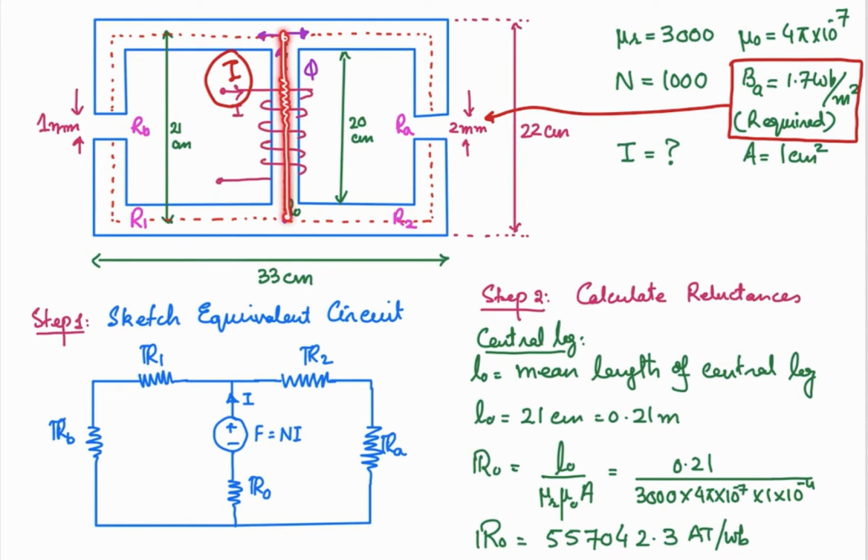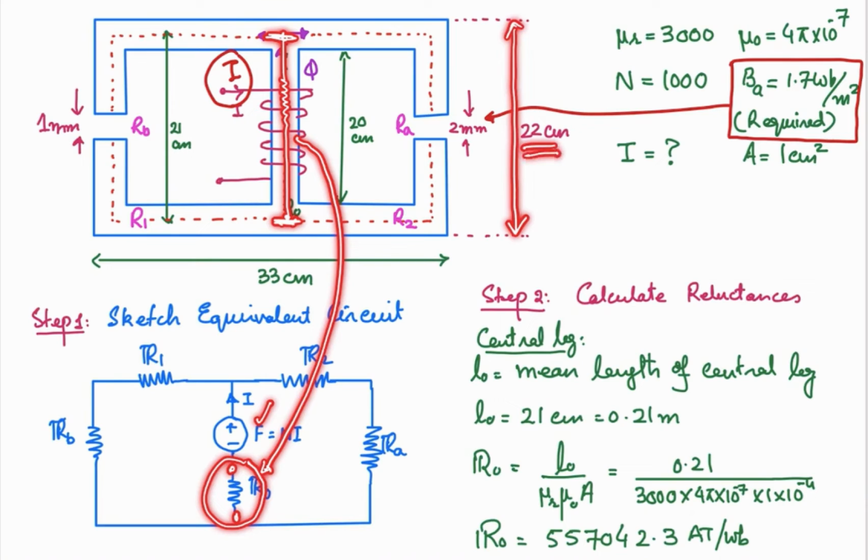this distance for the reluctance of the central arm, and this reluctance is represented as R naught over here. So in the central arm we have the magnetomotive force and the reluctance of that arm, that will be calculated by looking at this distance. The total distance given to you is 22 centimeter, and the inner distance is 20 centimeter. So the average of these two is 21 centimeter, right. So this distance will be 21 centimeter in length.